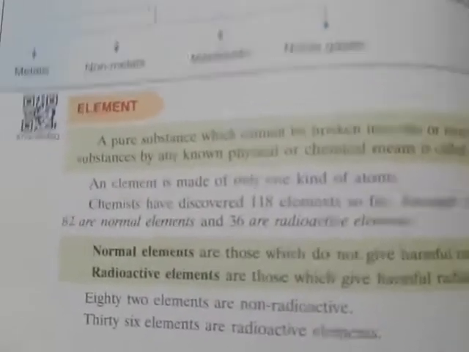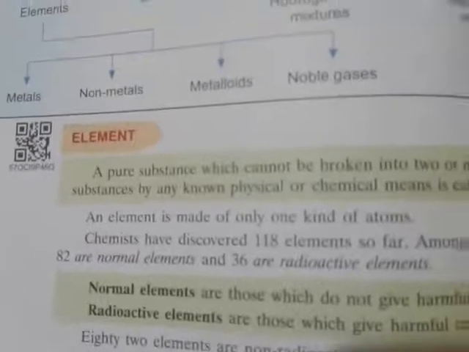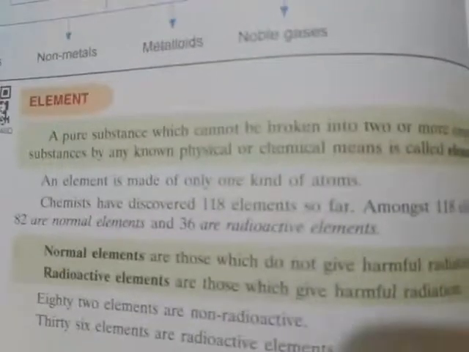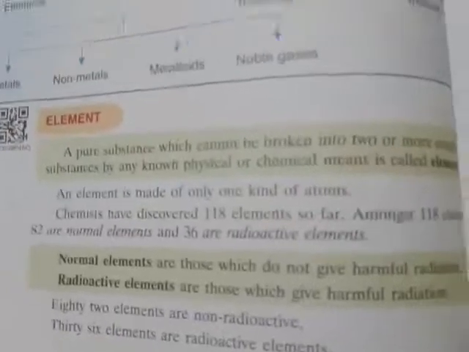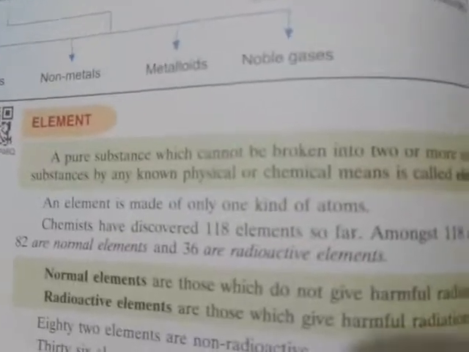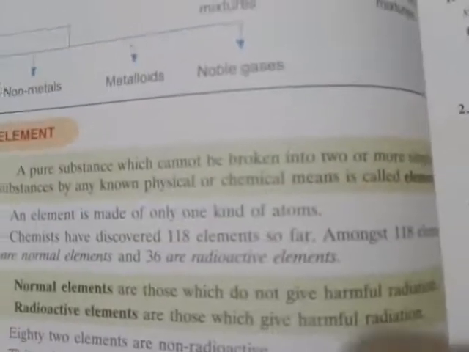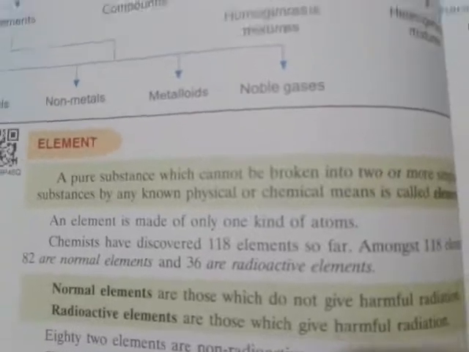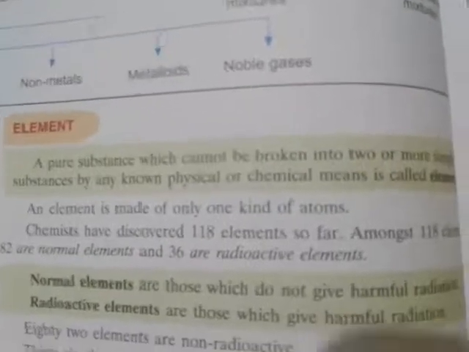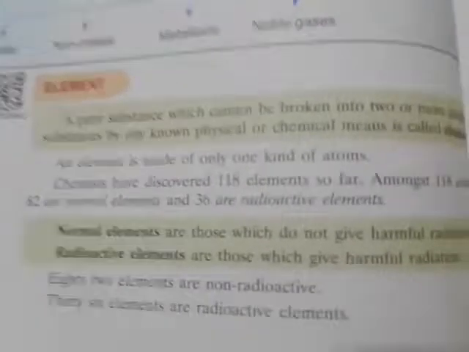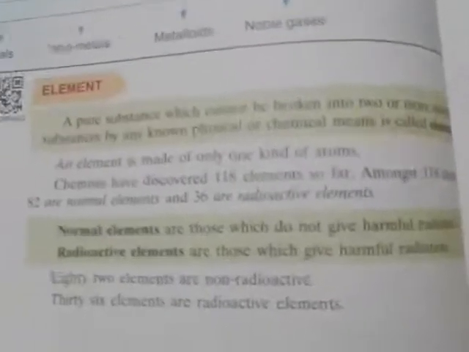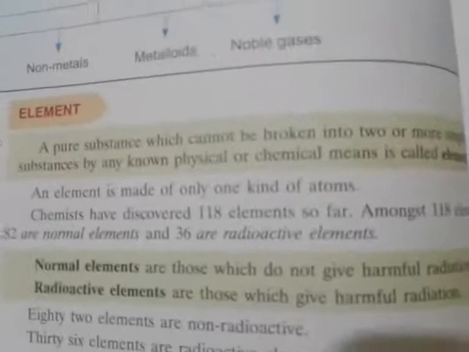Now coming to the point, what is an element? Earlier we have discussed these things. An element is also a pure substance which cannot be broken into two or more simpler substances by any kind of physical or chemical means. Nowadays 118 elements have been discovered, of which 82 are normal elements and 36 are radioactive elements. If you see the periodic table, most of the elements are in metallic state.